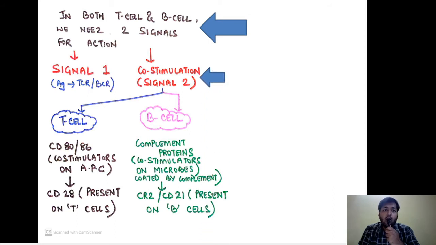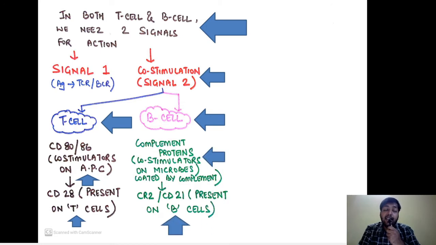So signal 2, or the co-stimulation in case of T cell, is provided by CD80 and 86, which are co-stimulators present on the antigen presenting cells, and they are going to bind with CD28, which is present on the T cells. Whereas in case of B cell activation, the complement proteins which are present on the surface of the microbes are acting as a co-stimulator, and they are going to bind to CR2 and CD21, which are present on the B cells.